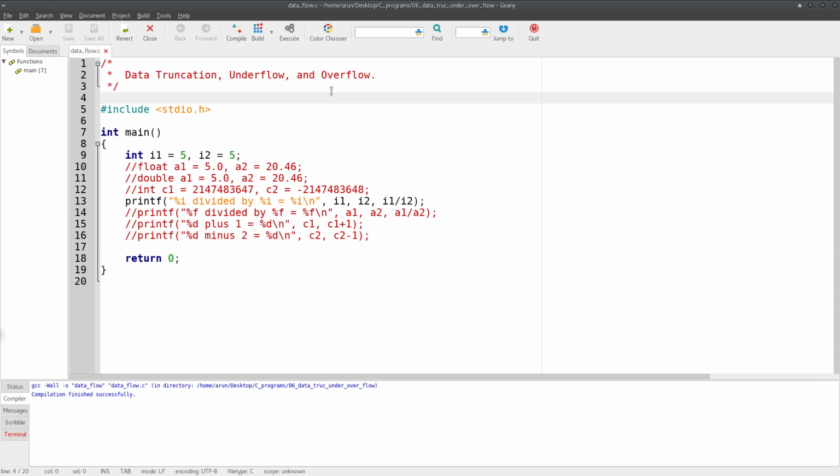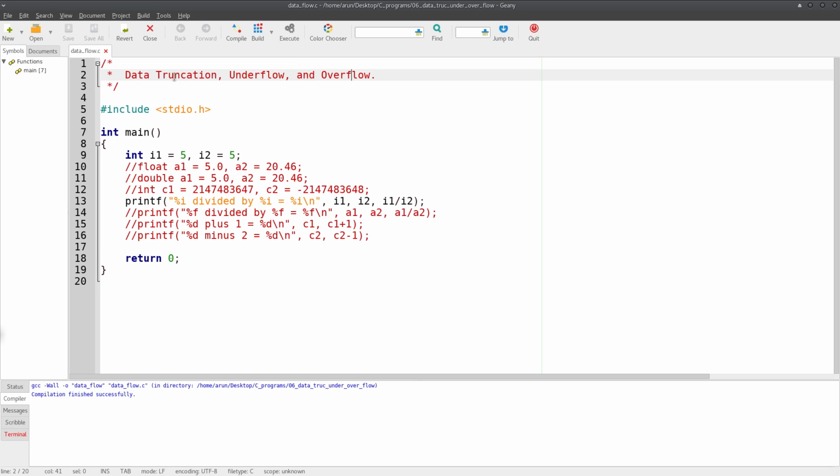Now, suppose you have a program that ran perfectly for certain input values, and afterwards, for a certain particular value, the program starts to give some funny output. Chances are that you have come across data truncation, underflow and overflow issues. Okay, let's look at them one by one. Now, what is data truncation?